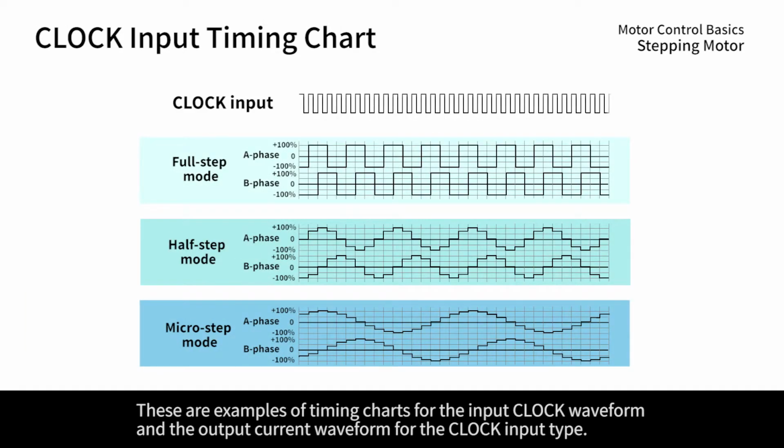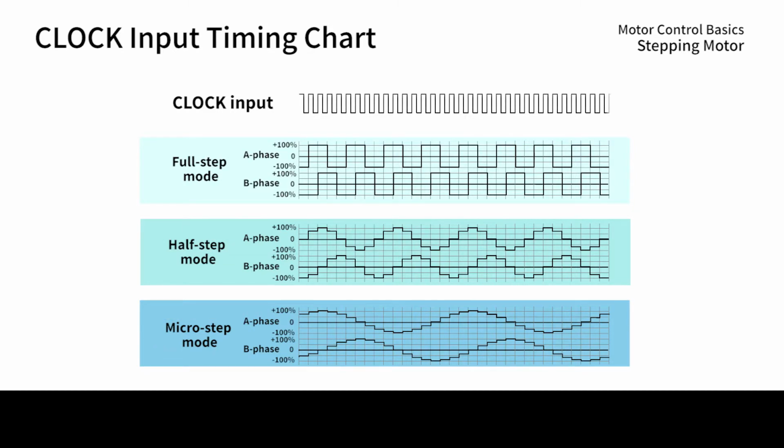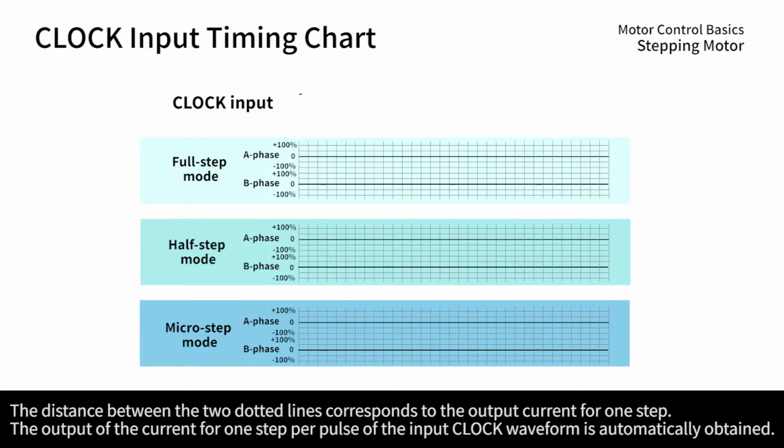These are examples of timing charts for the input clock waveform, and the output current waveform for the clock input type. The relationships between the output current waveform and the input clock waveform, for each of full step, half step, and micro step modes, are shown. The distance between the 2 dotted lines corresponds to the output current for 1 step. The output of the current for 1 step per pulse of the input clock waveform is automatically obtained.